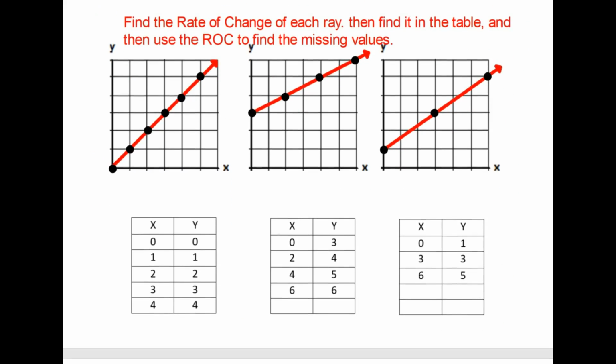All right, so it says find the rate of change for each ray, then find it in the table, and then use the rate of change to find the missing values. All right, so the rate of change is the change. What I write, you write. Change in y over the change in x. And we know rate of change is the same thing as slope. Those words are used interchangeably.